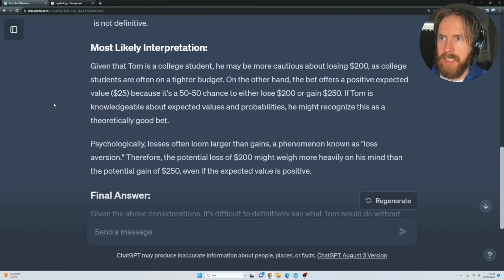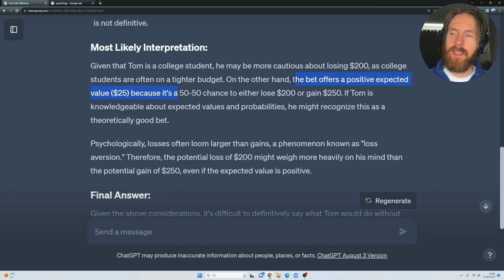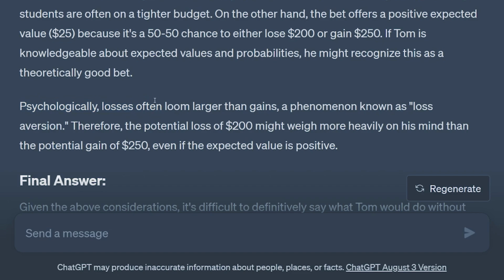Okay, so the most likely interpretation. Given that he's a college student, he may be more cautious about losing $200, as college students are often on a tighter budget. On the other hand, the bet offers a positive expected value. Yeah, that's true. So you always want to take this bet, of course, if you can afford to lose it, because it is plus EV, right? You can gain $250 if you win. So it's an easy calculation, right? Psychologically, losses often loom larger than gains, a phenomenon known as loss aversion. Therefore, the potential loss of $200 might weigh more heavily on his mind than the potential gain of $250, even if the EV is positive.